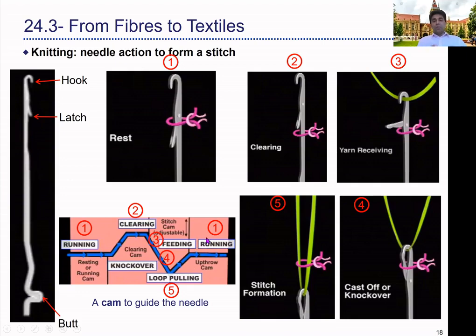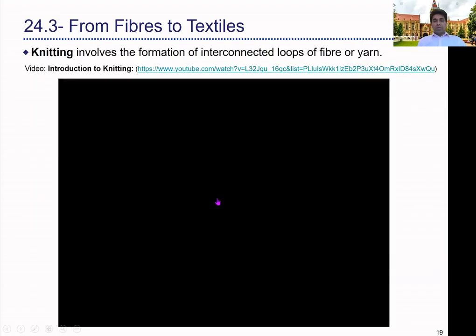So this is how the needle works in the knitting process. To be clear, I'm not expecting you to remember this needle action here, it is just to illustrate how it works. In actual processes, there could be thousands of needles like this, depending on how many stitches you're going to form at the same time. Here is a nice video to demonstrate how the knitting process works.